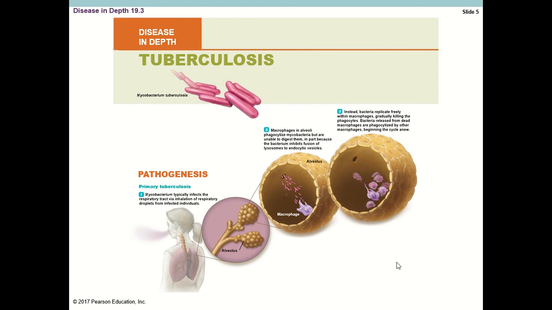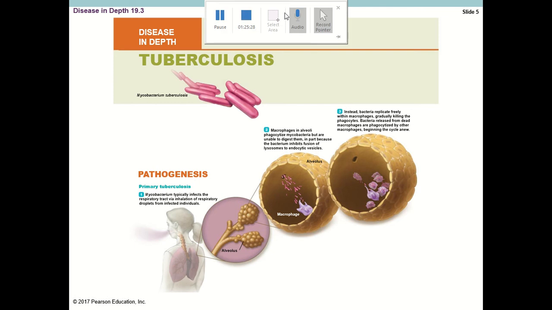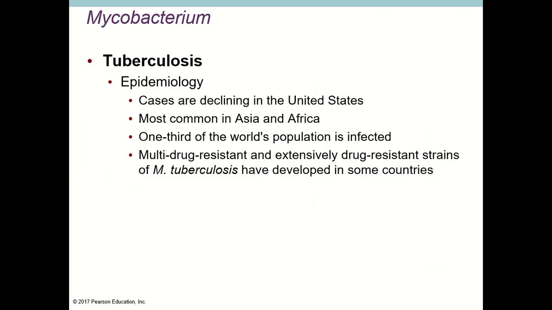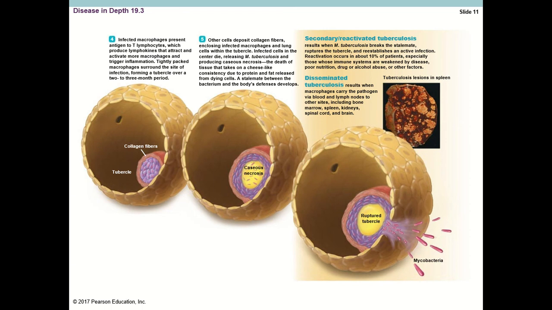And in case there's no treatment, right, in case it's not treated, then it goes ahead and spreads, it disseminates to other parts of the body, some of which are more clinically important here, like for example the spleen. We're looking at tuberculosis here in the skin, in the spleen, the blood, lymph nodes, bone marrow, spleen, kidneys, spinal cord, brain.